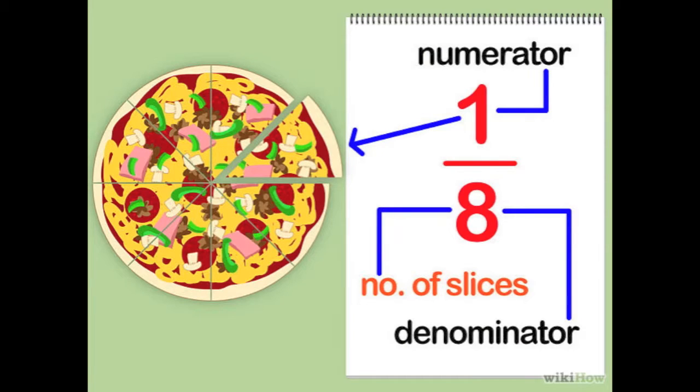A fraction is made up of a numerator and a denominator. In the example given, the numerator represents the number of slices taken from the pizza. The denominator represents the total number of equal parts in the pizza.